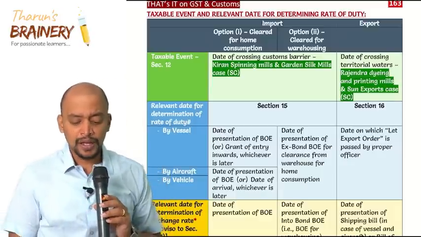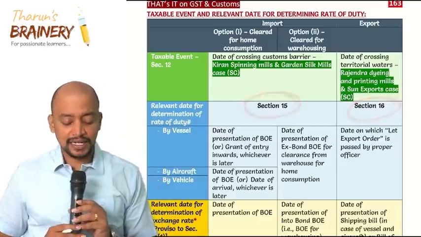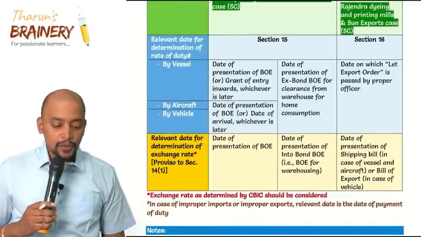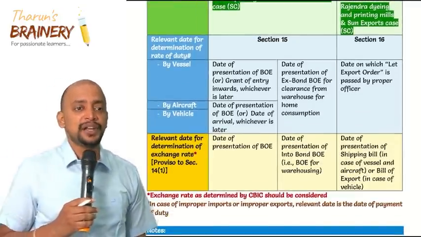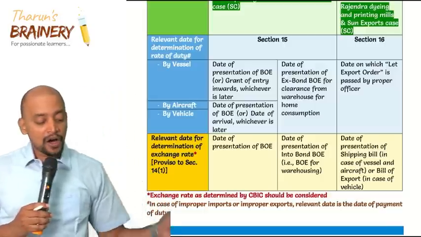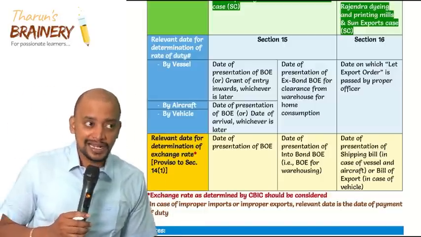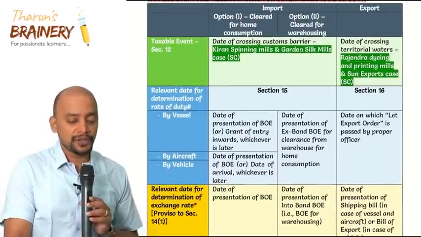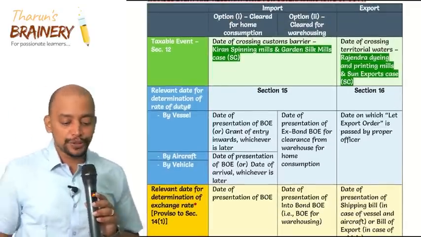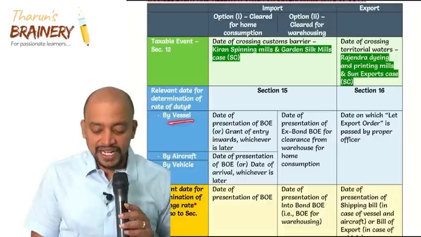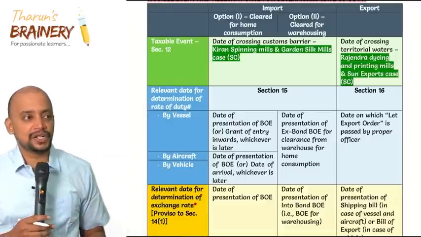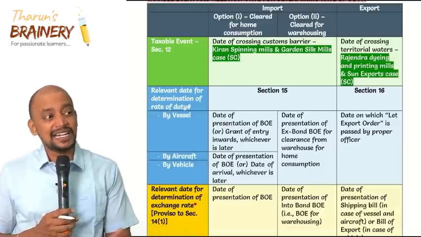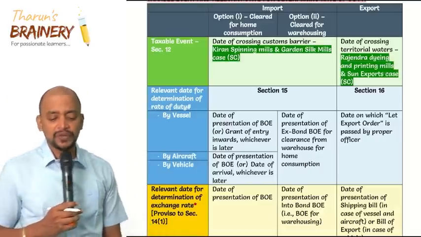Then, as per sections 15 and 16, we have the relevant date for determination of rate of duty. What is taken as the relevant date for determination of rate of duty means on which date the rate is there, that should be taken. In case of import, that too option 1. What is option 1? Imported goods cleared for home consumption. If it is a vessel, the date of presentation of bill of entry or grant of entry inwards, whichever is later, will be taken. Usually which will be later?